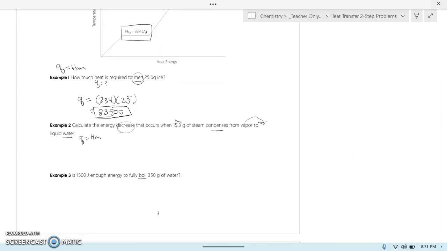So this is just telling us it's heat released, really. And again, the energy decrease that occurs, all of those are telling us that it's going to be an exothermic process. So we've got our energy decrease and our mass. Multiply those and we get 34,578 joules. And that's the energy decrease. So we've got released.